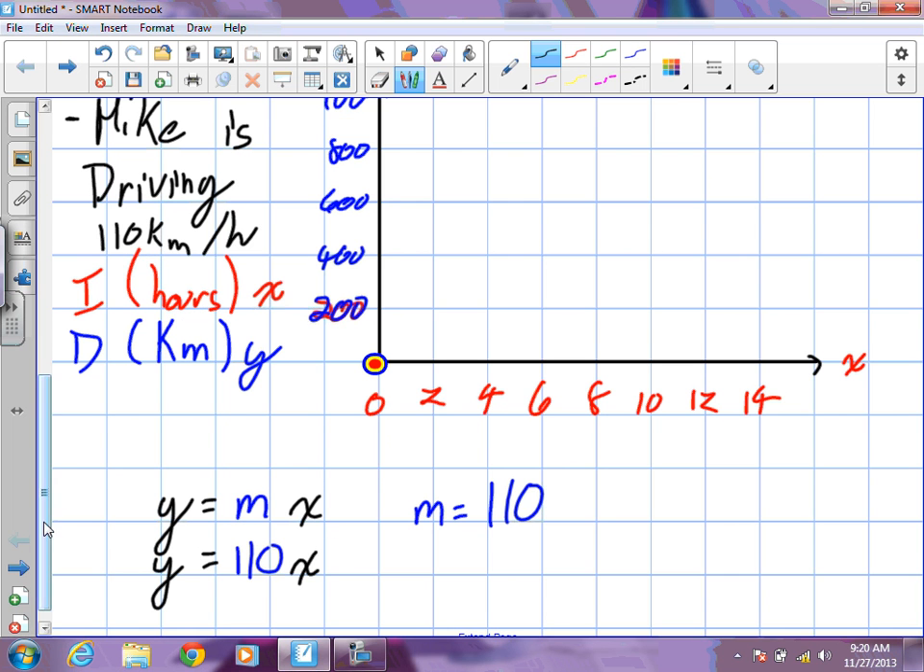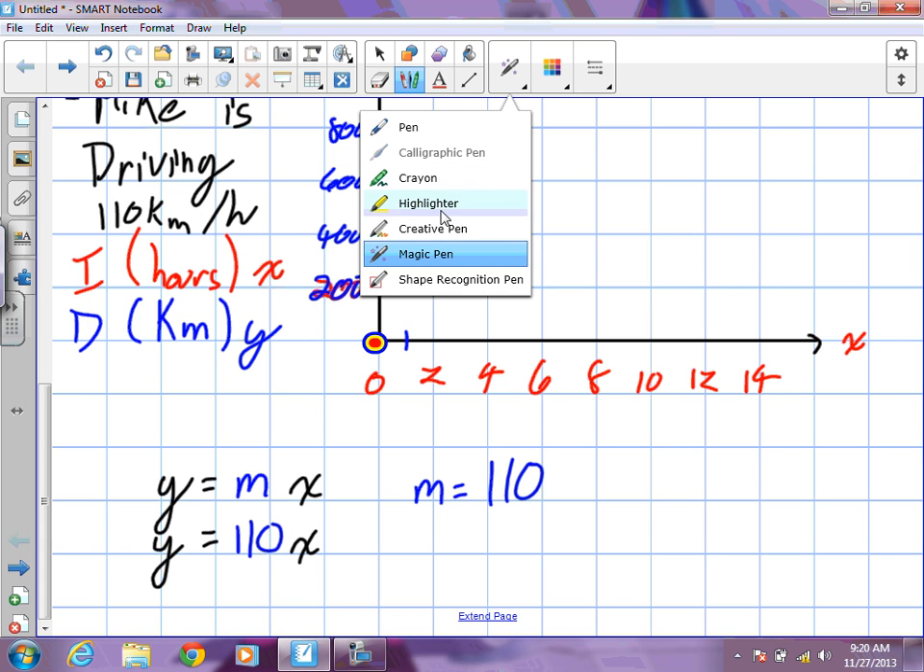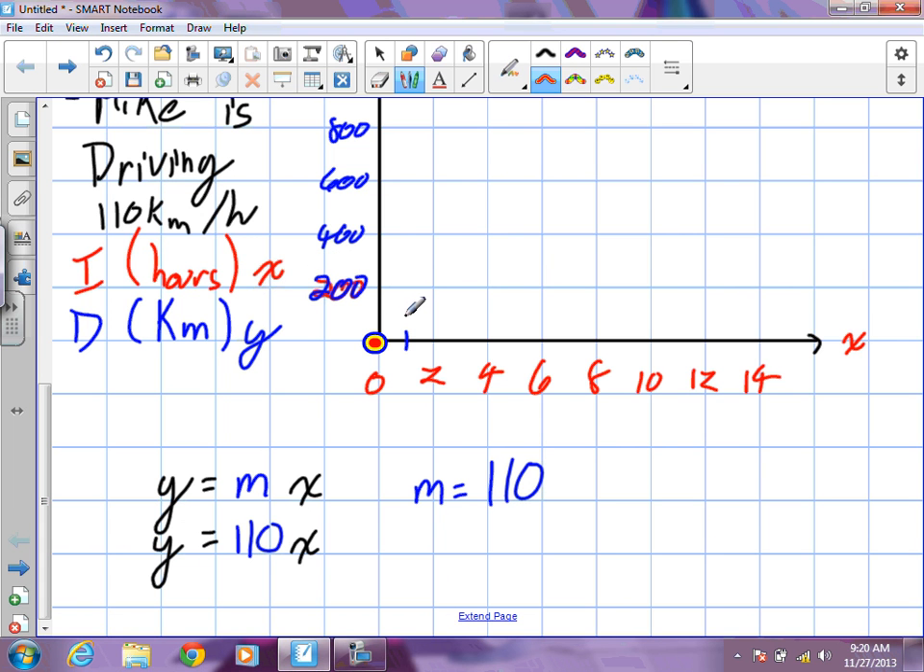Okay? And we can use that to calculate all our points on our graph. So for instance, we know by looking at it very quickly, if we go 1 hour, how far do we go? 110. If we go 2 hours, how far do we go? Yeah, 220. That's pretty easy to calculate. What if I quickly asked you if we were going 12? How far do we go? It becomes a little difficult. If we were to go for 12 hours, how many kilometers?